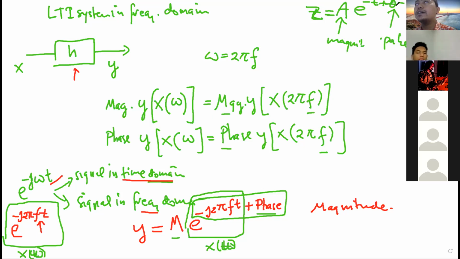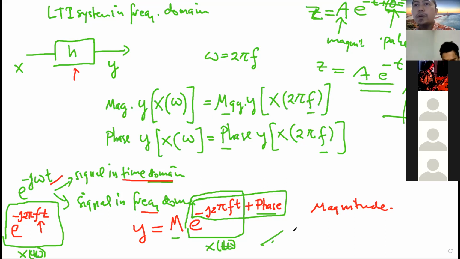What happens if the phase is 0? Actually, this is only the real part. This is still a complex number, but the phase is 0. It means that, if you remember, its position is like this.